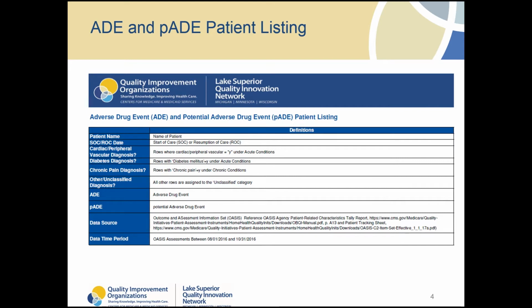Under ADE, whether or not there is an identified adverse drug event. Under pADE, whether or not there is a potential adverse drug event identified. The data source is the Outcome and Assessment Information Set, OASIS Agency Patient-Related Characteristics Tally Report, and the Patient Tracking Sheet. The URLs are included for all of these sources. The data time period includes all OASIS assessments between the identified time periods.